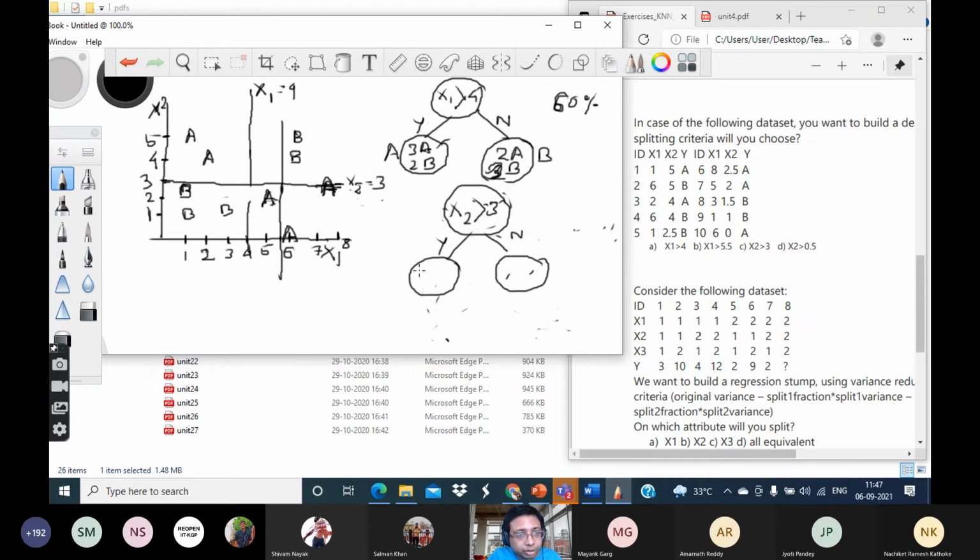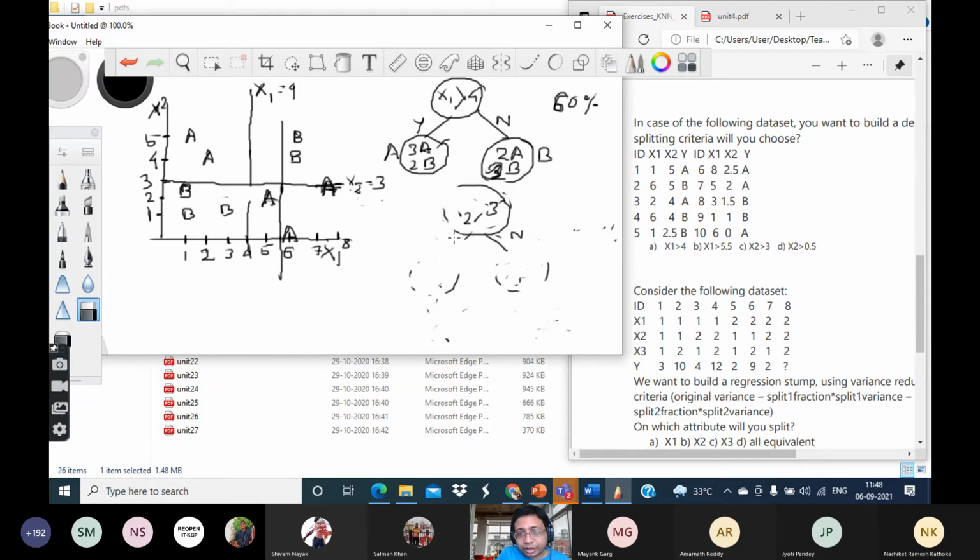So what's the class distribution? Once again, I have 2a, 2b here, and 3a, 3b here. So this case becomes just the same as the x1 greater than 5.5 case. Here also I will get 50% accuracy, so I can ignore this. This is also not a right choice.